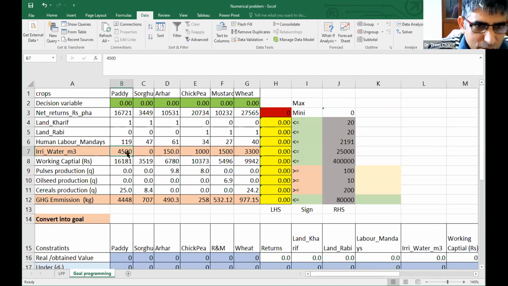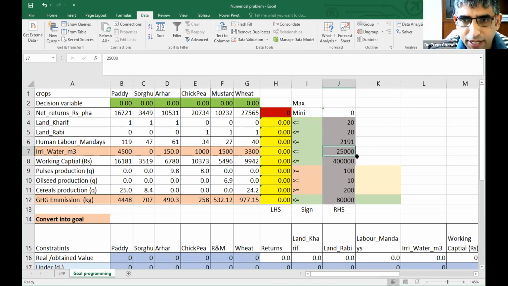The water requirement for paddy is 4,500 cubic meters per hectare. Sorghum doesn't require water. Rice requires this much water, 150 cubic meters. Chickpea requires 1,000 cubic meters of water. Mustard requires this much, and wheat requires this. I said that he can use 25,000 cubic meters of water, so my binding constraint is 25,000 cubic meters of water. You can do it.